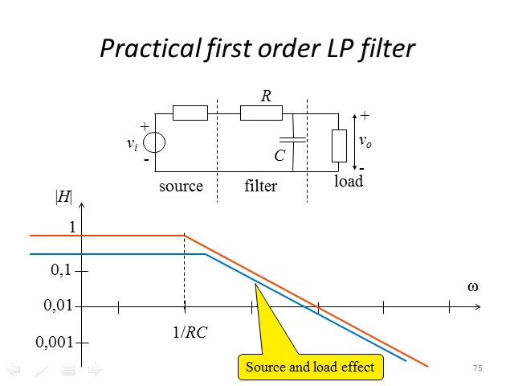A practical first order LP filter that considers a load. So the source and load effect in this configuration is going to affect the position of the pass band and then also the position of the band roll-off.